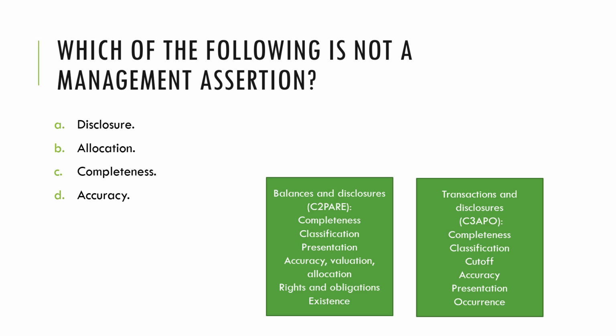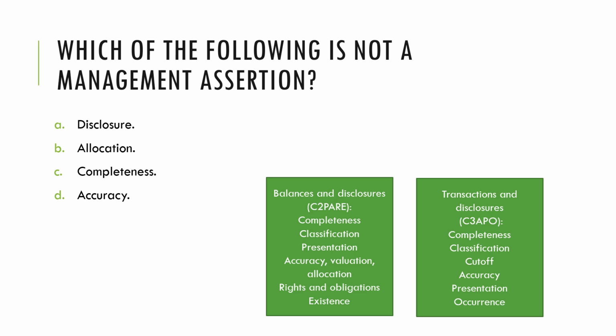But now, with our new ISA 315, disclosures have become an important component of the category of assertions. For balances, we have completeness, classification, presentation, accuracy, valuation, allocation, rights and obligations, and of course, existence. In the case of transactions and related disclosures, we have completeness, classification, cutoff, accuracy, presentation, and of course, occurrence.